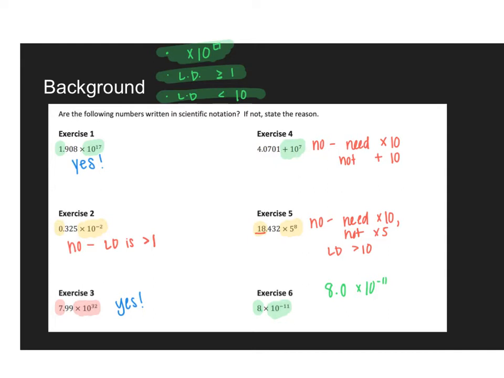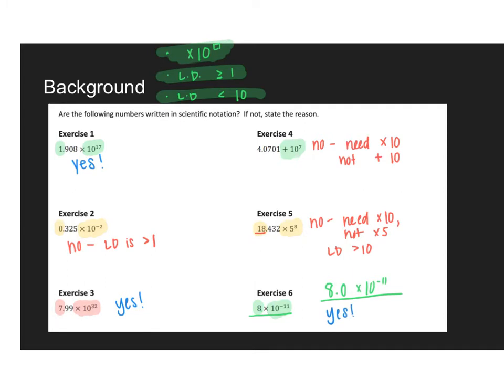I want you to know that these two things are the exact same. 8 times 10 to the negative 11th is the same as 8.0 times 10 to the negative 11th. You don't have to show that decimal because there's no number that comes after. It's just going to be zeros forever. So this is written in scientific notation. We have our times 10. We have a leading digit in between 1 and 10. So this one is written correctly.